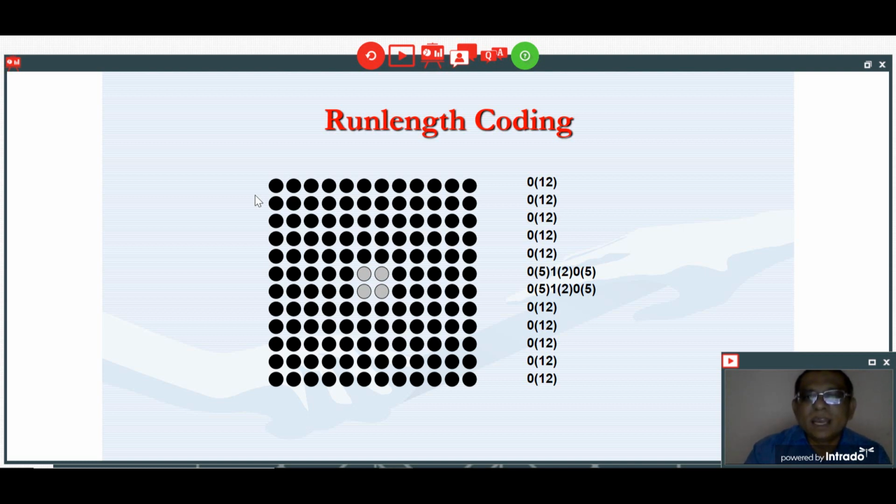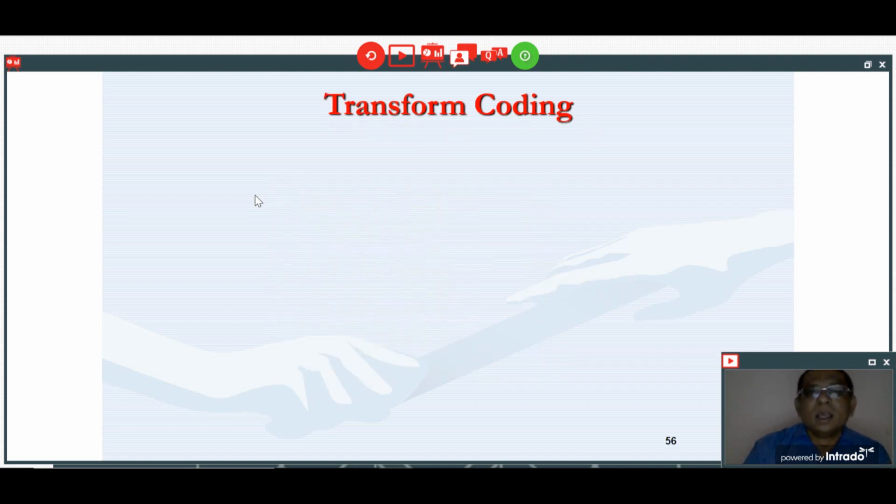To represent this, we need 11 bits. To represent this, we need 11. So 11 plus 11, 22. 22 plus 50, 72 bits. Instead of 144, we need 72 bits, provided there is some repetition in my information. If there is some repetition in my signal, run length coding will give better results. If there is no repetition, then run length coding will not be a proper choice.